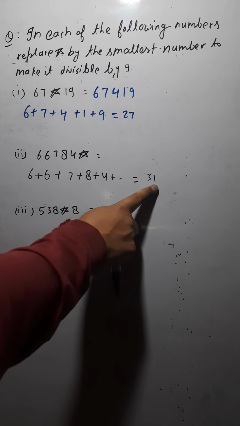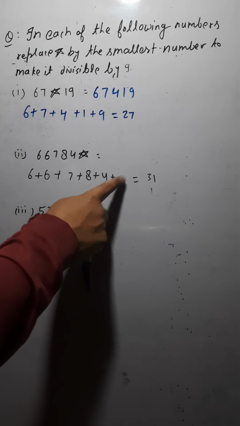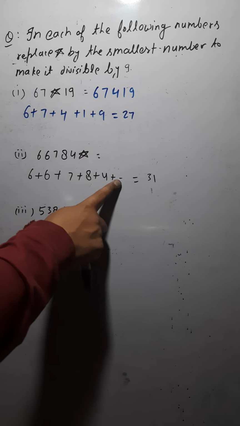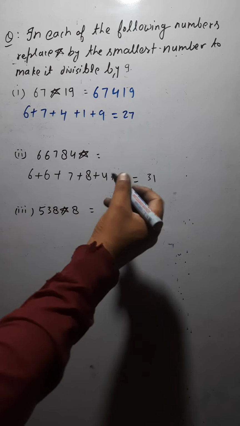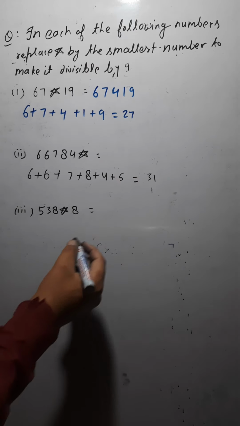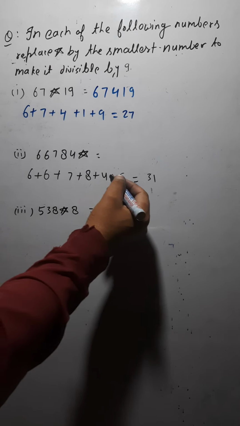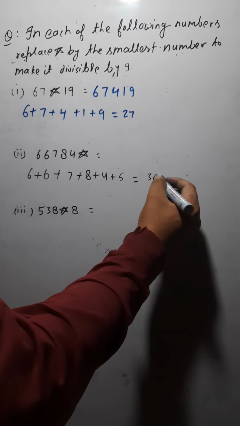33. If I write 3 here, it would become 34. If I write 4 here, it would become 35. If I write 5 here, it would become 36. Let's say I'm writing 5 here. So if you add all this, it would now be 36.